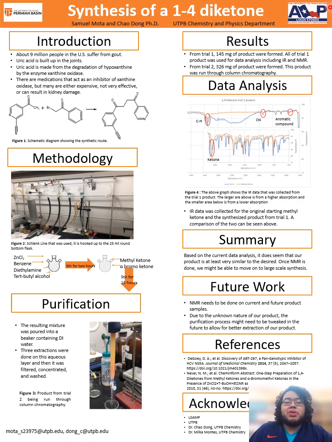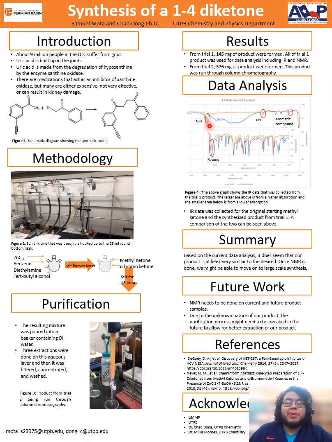So due to the fact that we're still on small scale synthesis, we didn't get a whole lot of product. From trial 1 we received 145 milligrams of product, and from trial 2 we received 326 milligrams, but we still did a lot with this little product. From trial 1 we had collected IR data, but we had also collected IR data of our methyl ketone over here. This allowed us to compare the two and see how they were both similar and how they were different.